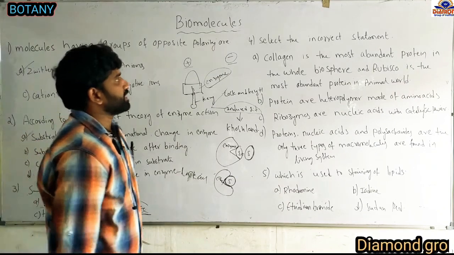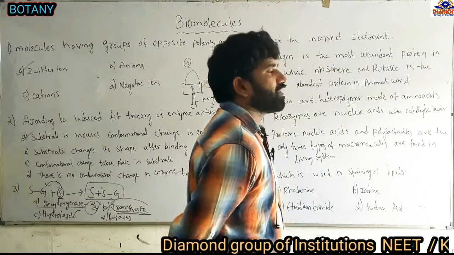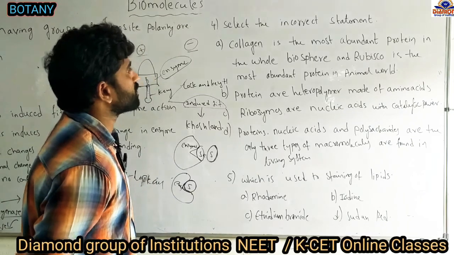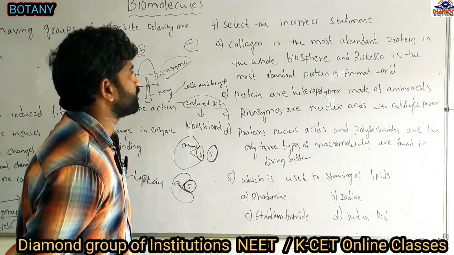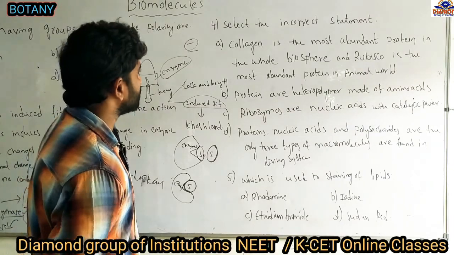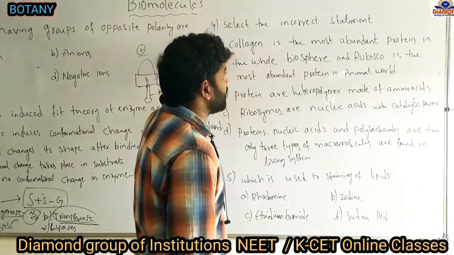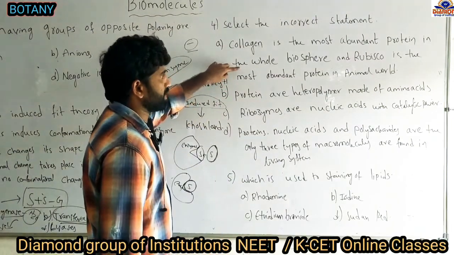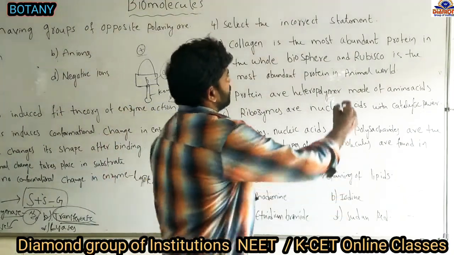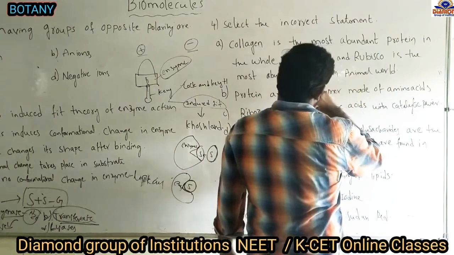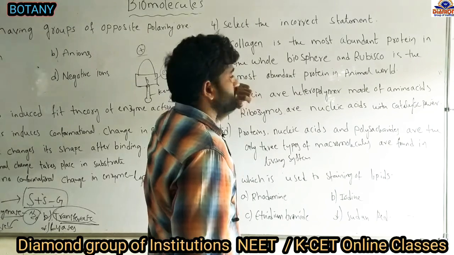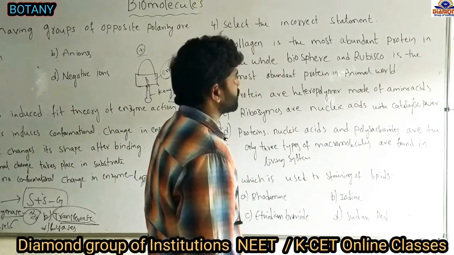And the next question: select the incorrect statement. We have to identify the incorrect statement in the given options. Option A: collagen is the most abundant protein in the whole biosphere, and rubisco is the most abundant protein in the animal world. Here collagen is the most abundant protein in the animal world, and rubisco is the most abundant protein in the plant world. They have given it in reverse, so that statement is incorrect; the correct statement is that collagen is the most abundant protein in the animal world and rubisco in the plant world.